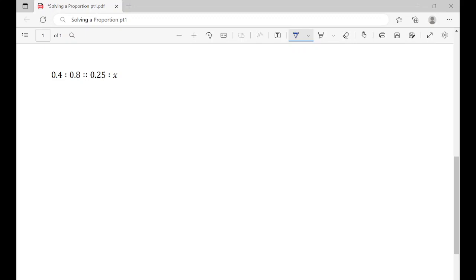This time we're going to deal with decimals, but we're not going to treat it any differently. So we have 0.4 to 0.8 as 0.25 to x. So again, start off with changing the first ratio as a fraction. So I'm going to have 0.4 over 0.8 equals 0.25 over x.